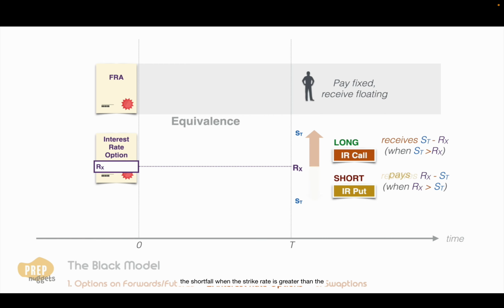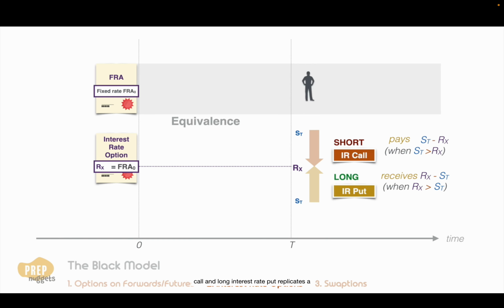That is, he pays the shortfall when the strike rate is greater than the spot rate. The strike rate of both options should be equal to the fixed rate of the FRA. If you look at it, the fixed rate payer should receive compensation when interest rate is above the fixed rate and pays off excess when the interest rate is below. So he effectively pays a fixed rate for the upcoming loan. The reverse of this, that is to short interest rate call and long interest rate put, replicates a short FRA position, that is the pay floating and receive fixed side of the contract.